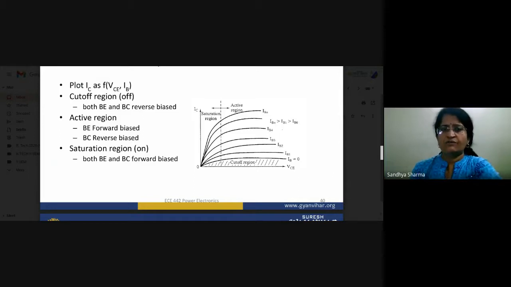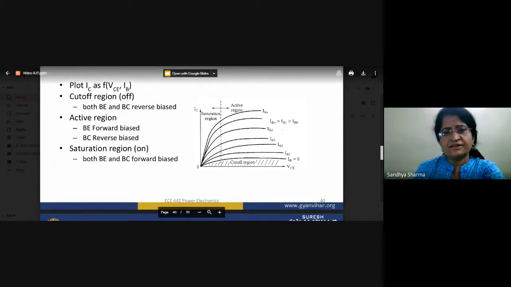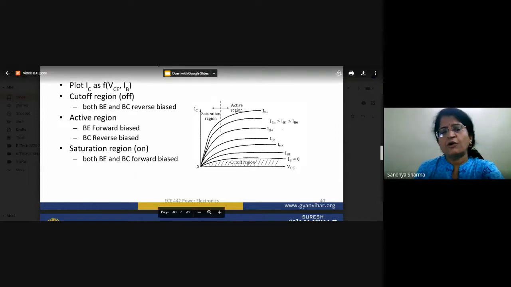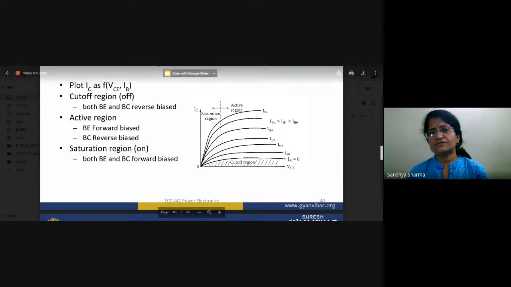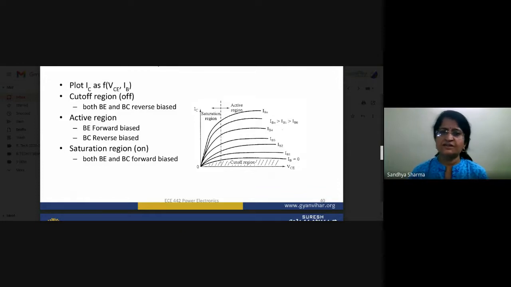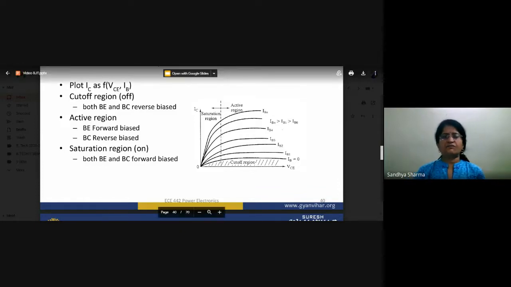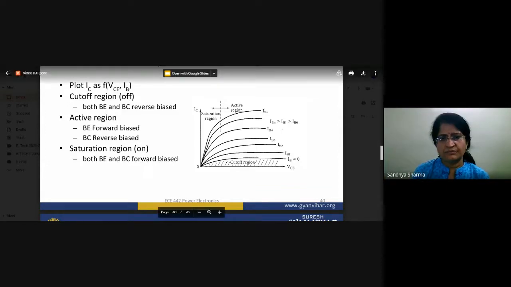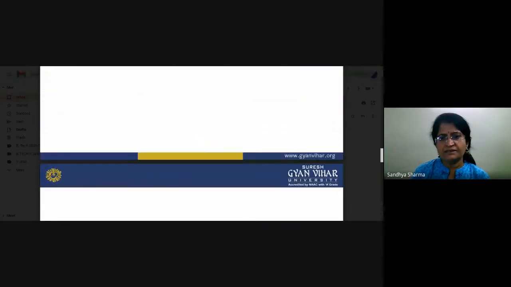So what you have to see is that there is a saturation region, an active region, and a cutoff region. When we are plotting the output characteristic graph, our active region lies between the saturation region and the cutoff region, as we will see further. So this is the basic plotting of our common emitter transistor.